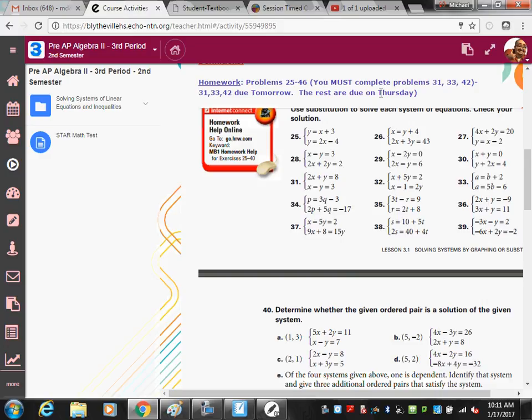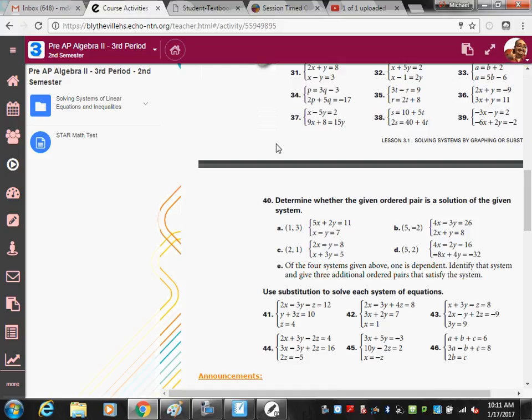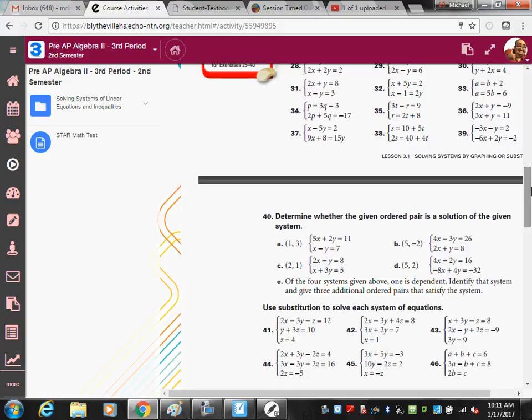Okay? If you do not have a computer, those 3 problems are up on the board right now. You need to copy them down. I've already done my scores.